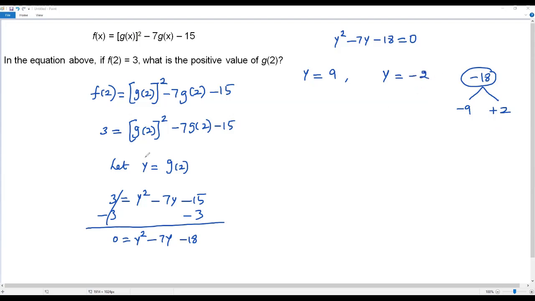Actually, we have assigned the variable y for g of 2. Now, we can replace this y in both the equations by the original g of 2. Then I'm getting g of 2 equals 9, and here g of 2 equals negative 2. So we got two values for g of 2. One is positive 9, another one is negative 2. The question is asking us to find the positive value of g of 2. So we can reject the second one because here the g of 2 is negative. So we can consider the first one. Therefore, the value of g of 2 is positive 9.